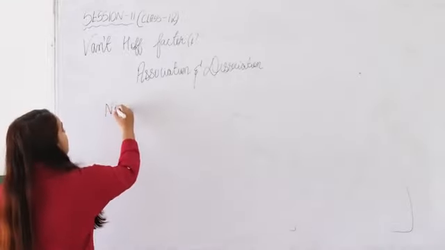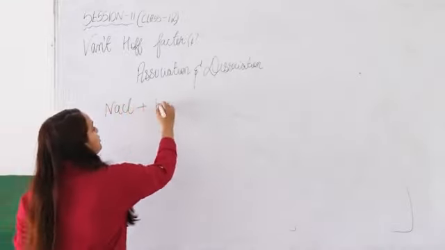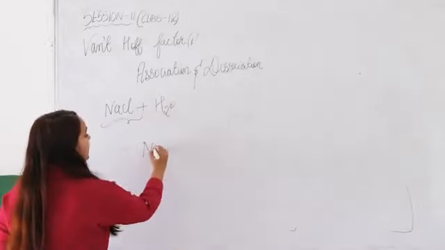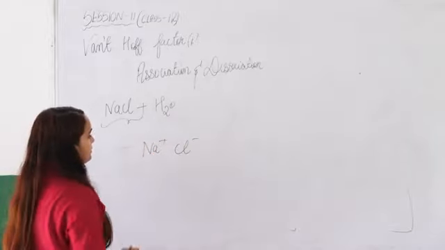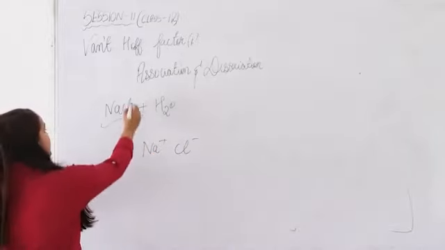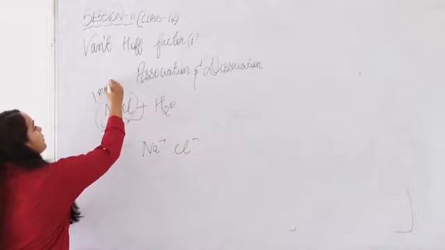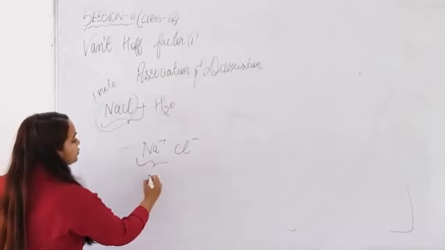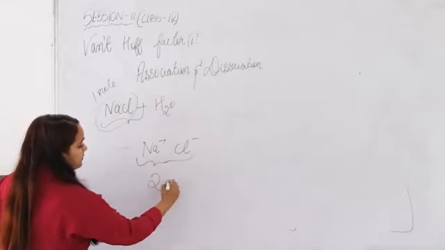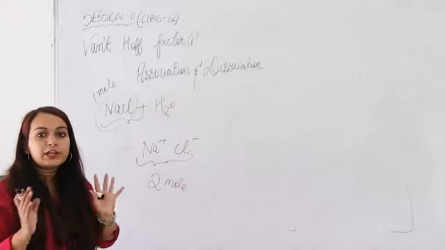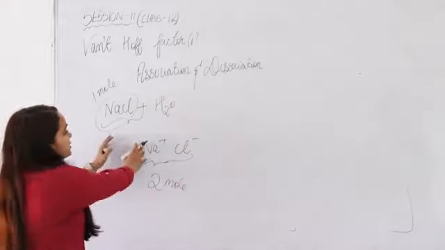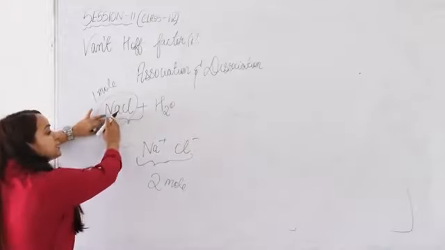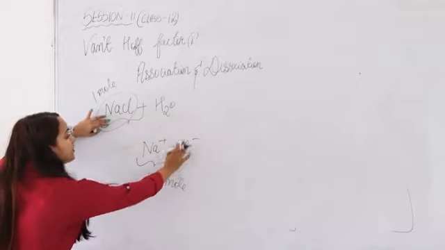Suppose we take NaCl and dissolve it in water. NaCl will dissociate into Na plus and Cl minus. Here we are taking 1 mole, but after dissociation it is converting into 2 moles. That means initially we are taking only 1 mole, but as it dissociates we get 2 moles. That means the NaCl molecule is dissociating into Na plus and Cl minus.